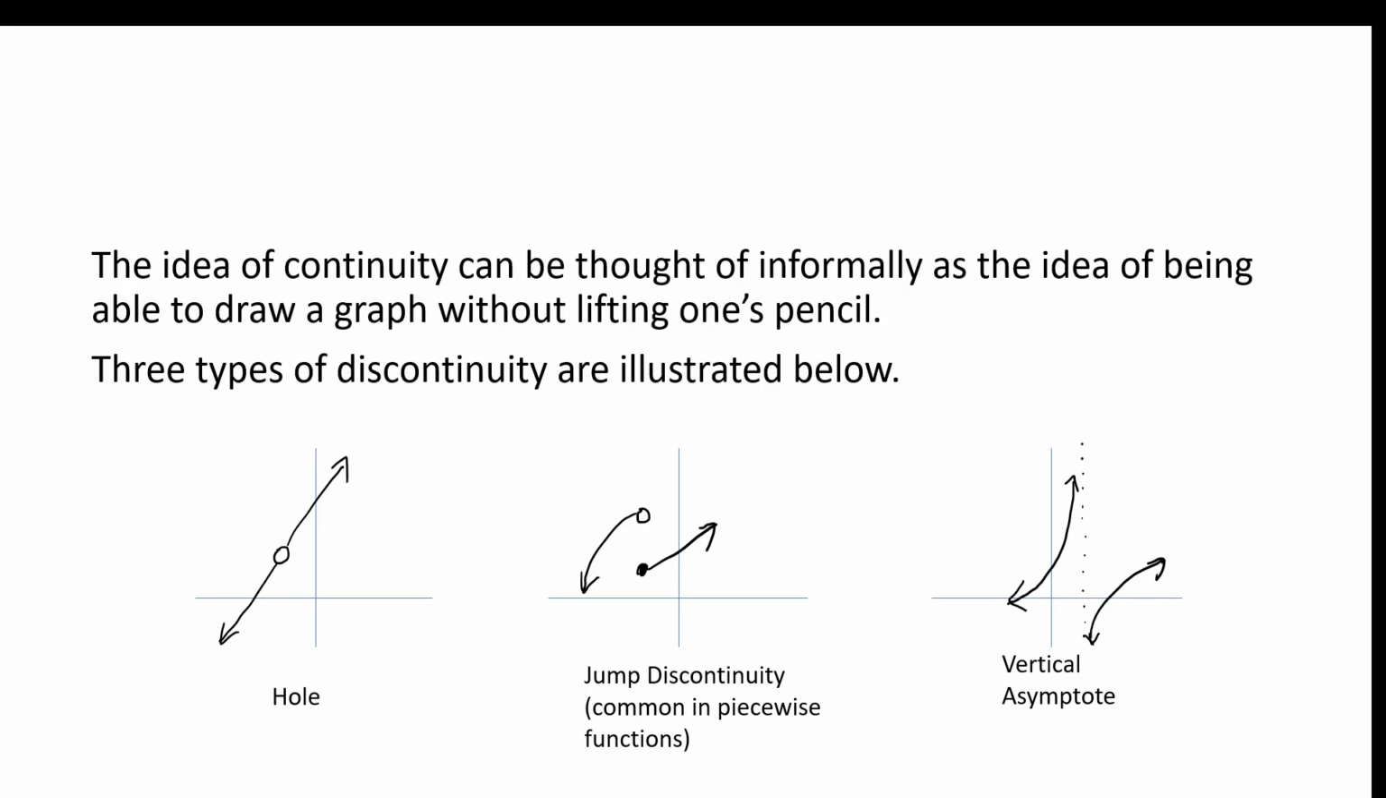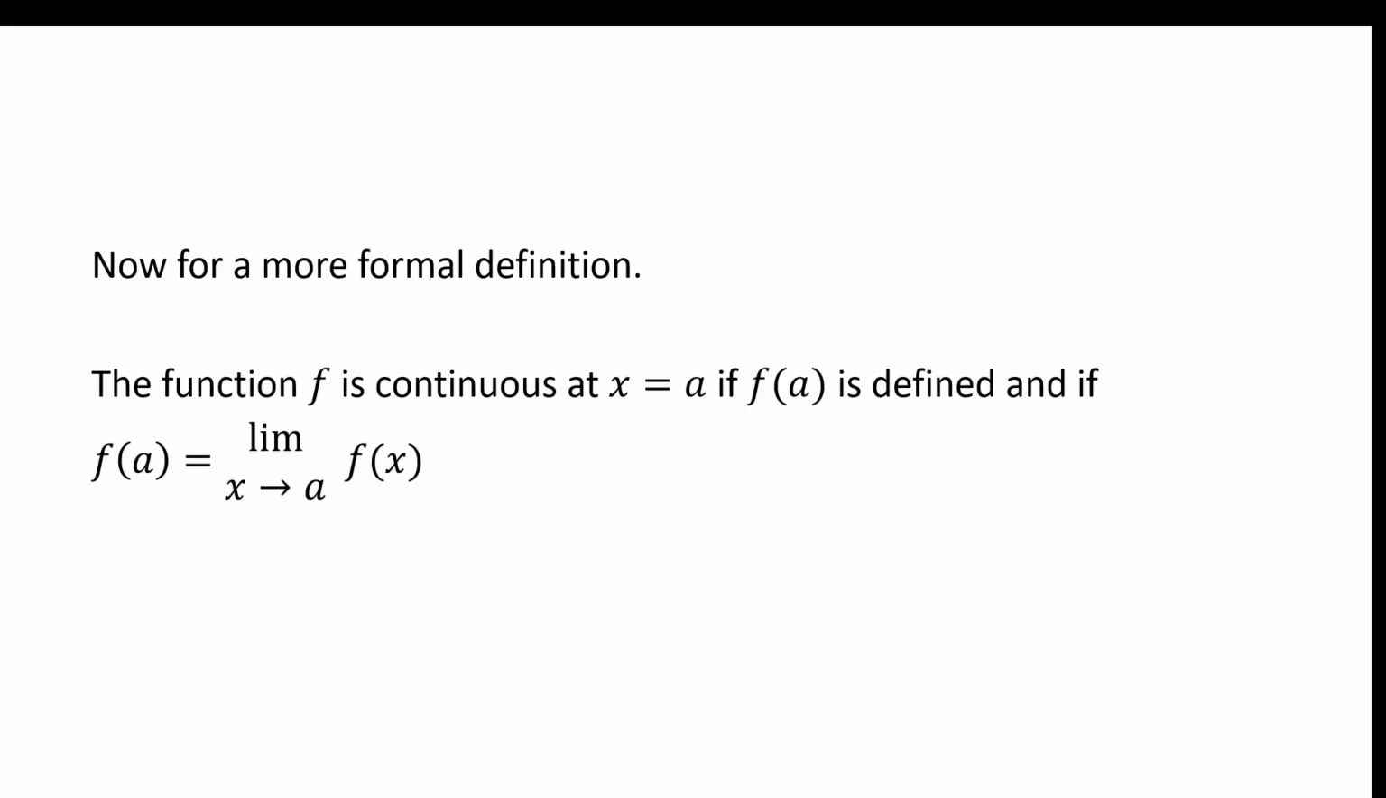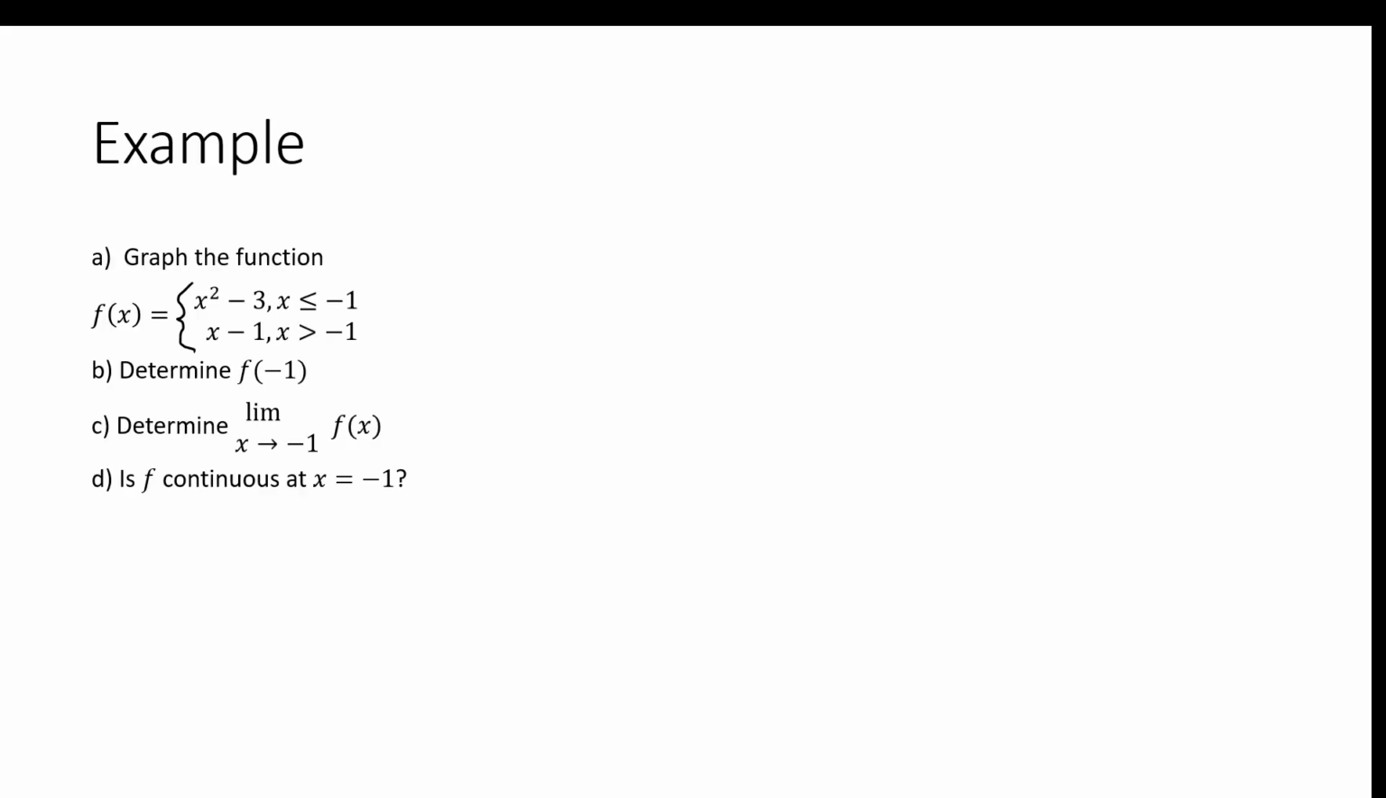You can have a hole, you can have a jump discontinuity, you can have a vertical asymptote, and there are other examples as well. But there's a more formal definition than just saying it's something you can draw without lifting your pencil. Specifically, we say this. A function is continuous at x equals a if f of a exists and if f of a is equal to the limit as x goes to a of f of x.